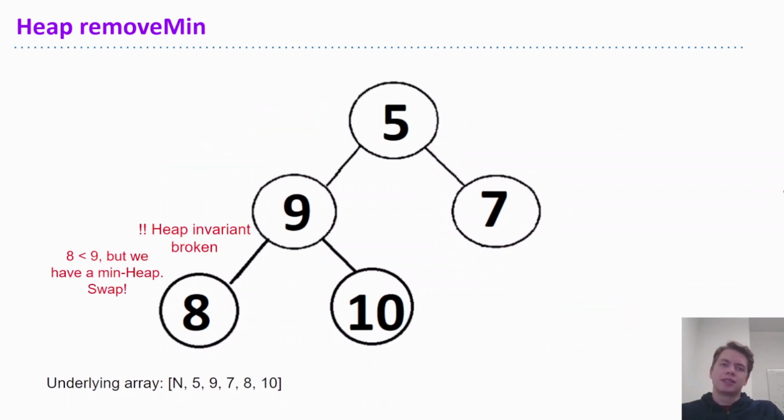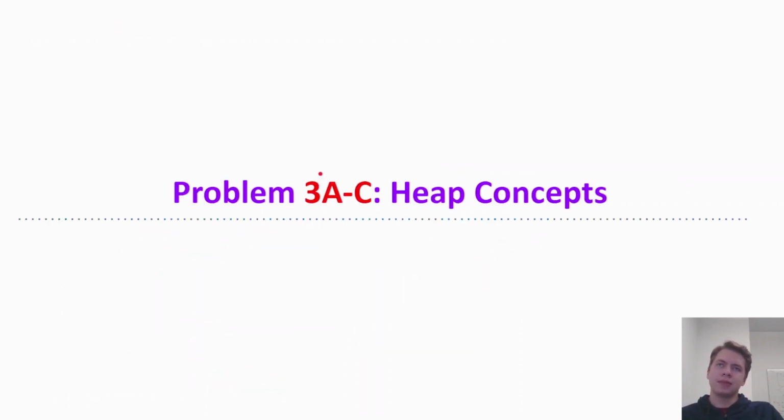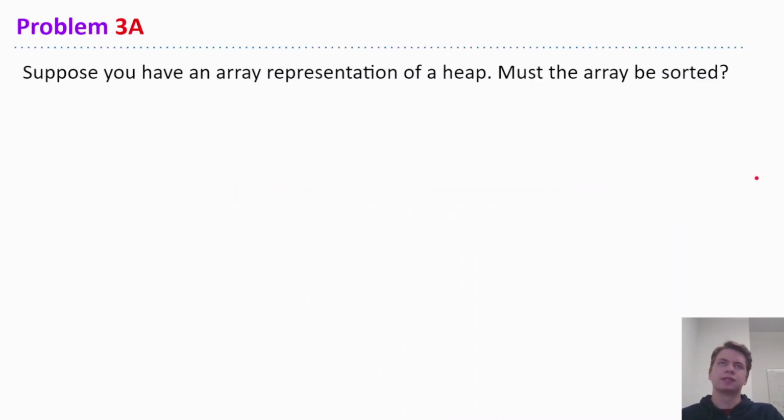So once we do this, we notice that our heap ordering is still broken because 8 is less than 9. So we need to percolate down and swap one more time. And that's this entire problem. Great. Let's move on to problems 3A through C. So pause this video and attempt problem 3. Great. Let's walk through this.